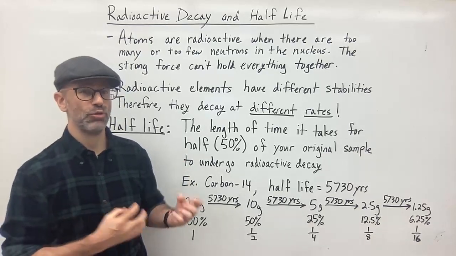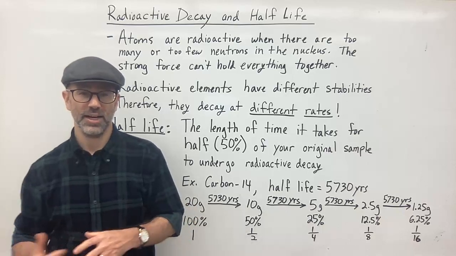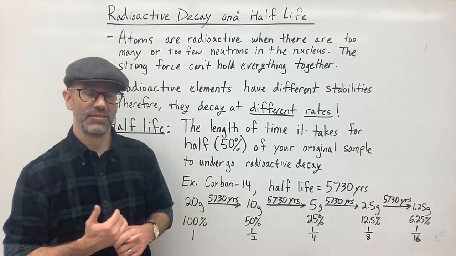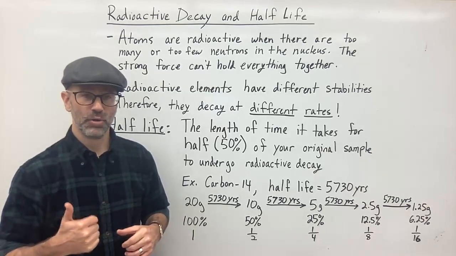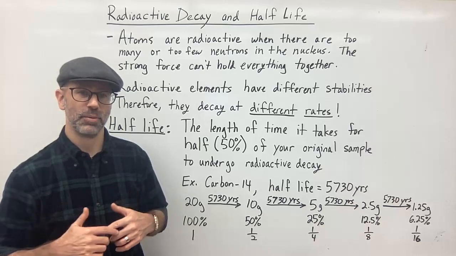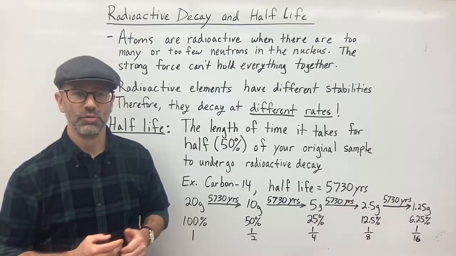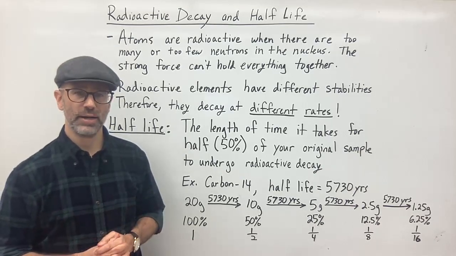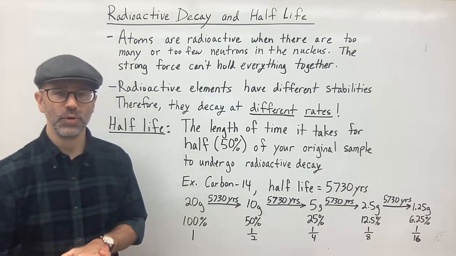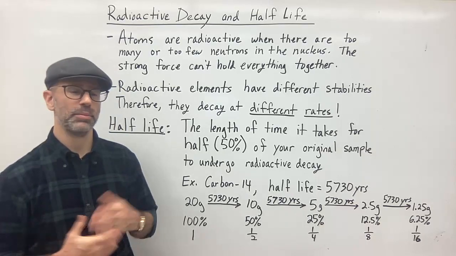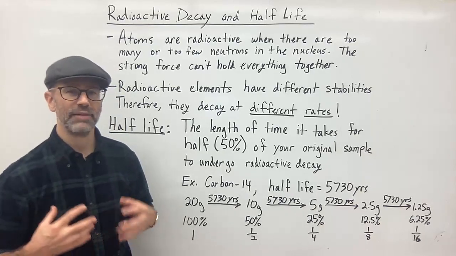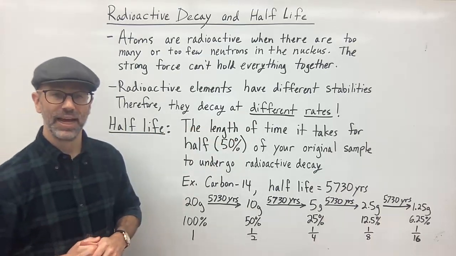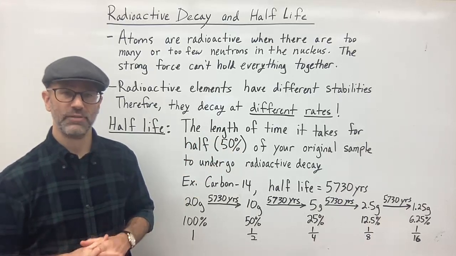If you've got too few neutrons and too many protons, then it's likely to undergo those sorts of decays that are going to decrease the number of protons and increase the number of neutrons. So that's why atoms undergo radioactive decay. But radioactive elements also have different stabilities, right? And because they have different stabilities, this is going to lead to different rates of decay. And so this gets us to this idea of a half-life.